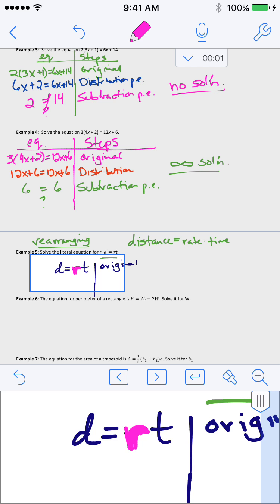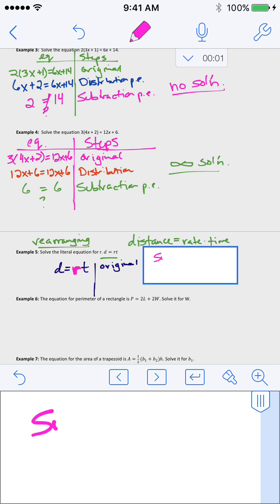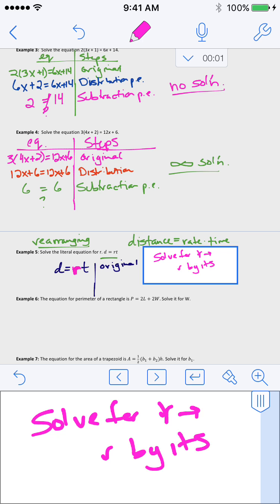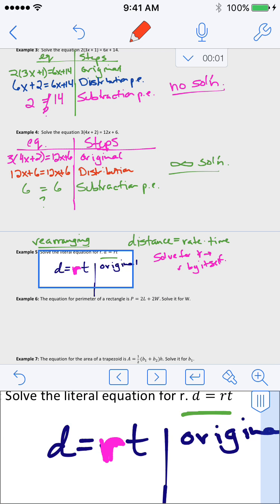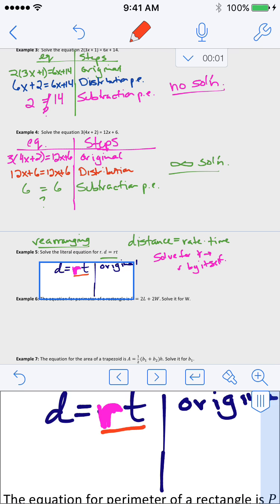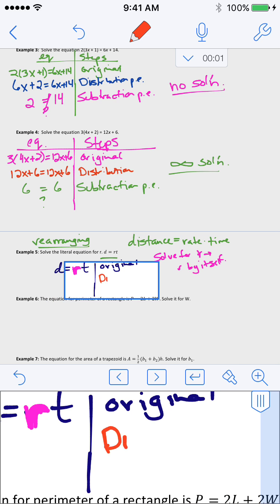How would I get r by itself? What would I do? I need r by itself. That's the goal here. If I'm solving for r, that means get r by itself. In order to do that, I'm going to have to use the division property. I'm going to divide both sides by t.